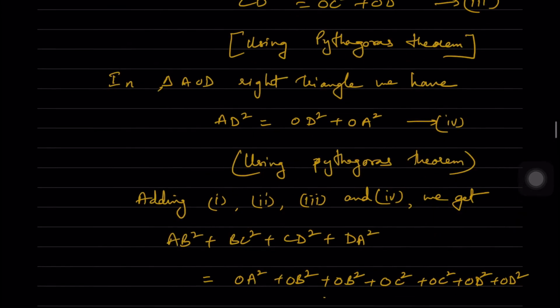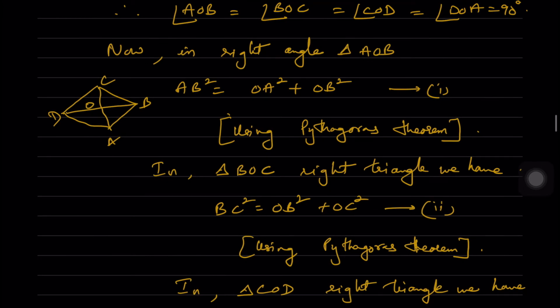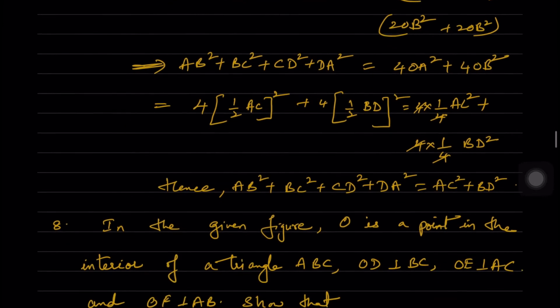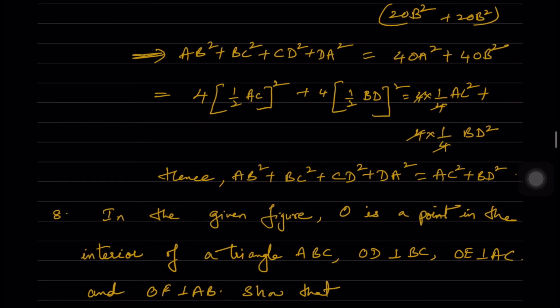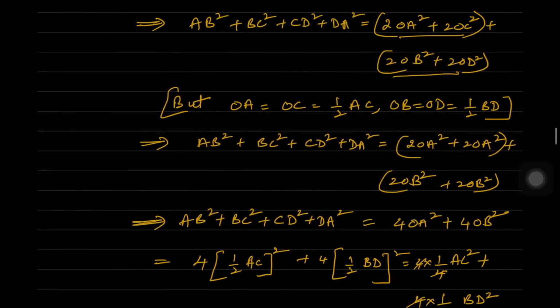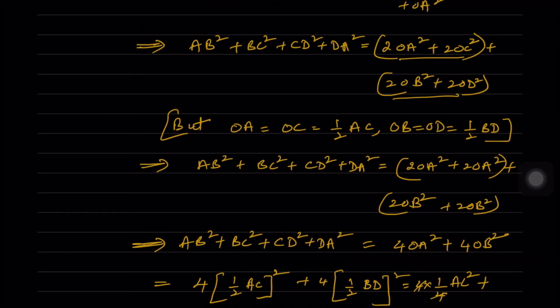So here you can see that OA is equal to OC is equal to half of AC, because the diagonals bisect each other, so it divides them into equal halves. From here you are getting that OA is equal to OC is equal to half AC, and also OB is equal to OD is equal to half BD.